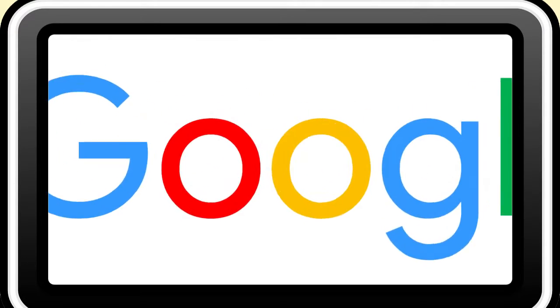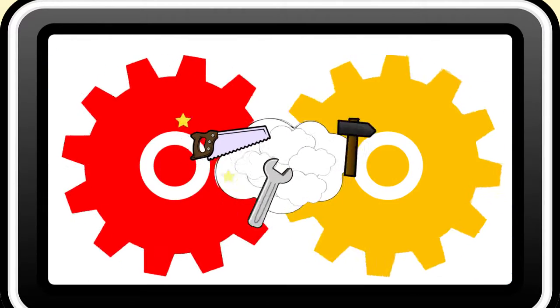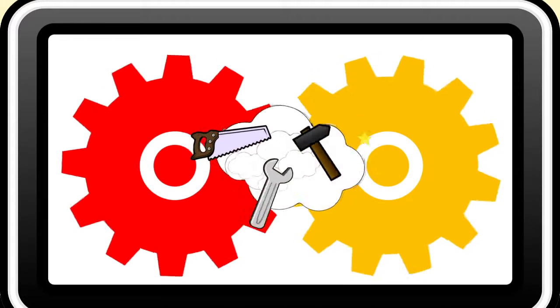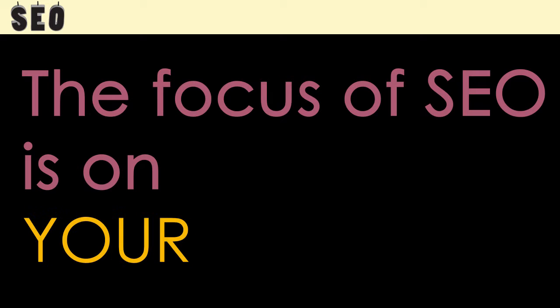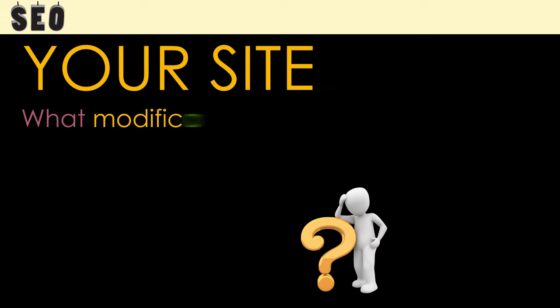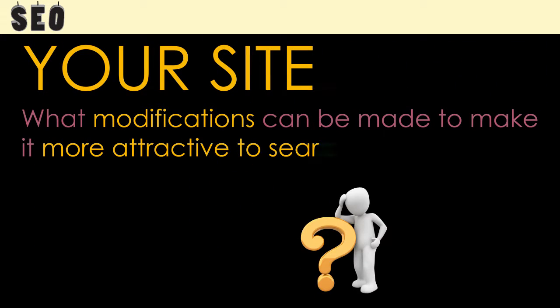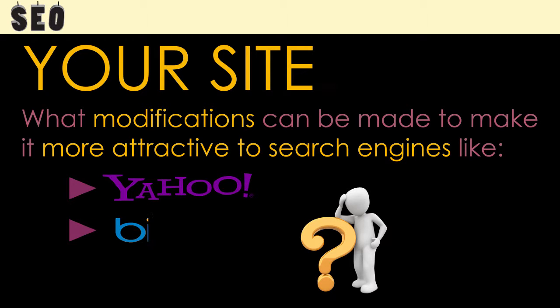You might think SEO is about making modifications to search engines to make them better, but it's not. The focus of SEO is on your site. What modifications can be made to make it more attractive to search engines like Yahoo, Bing, or Google?